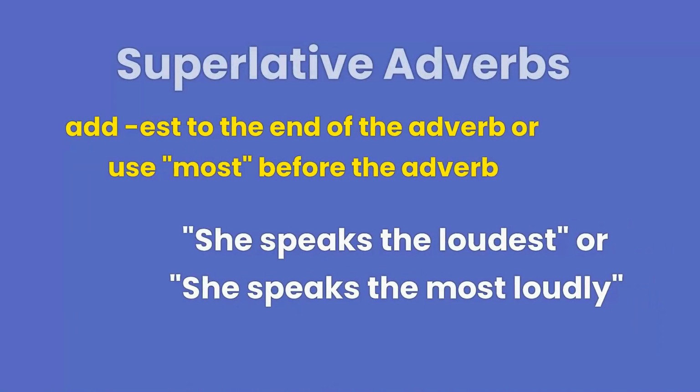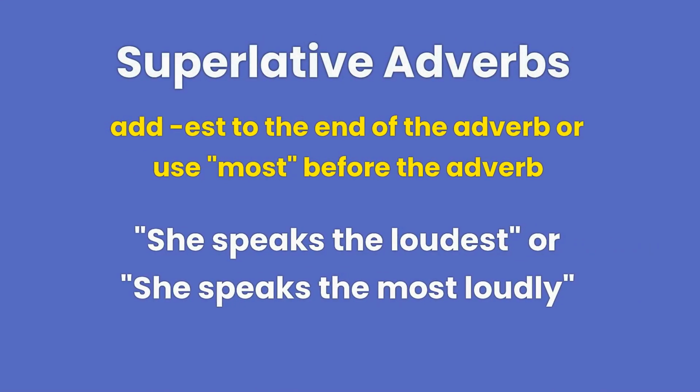Superlative adverbs are used to compare three or more things, and they are formed by adding "est" to the end of the adverb or by using "most" before the adverb. For example, she speaks the loudest, or she speaks the most loudly.